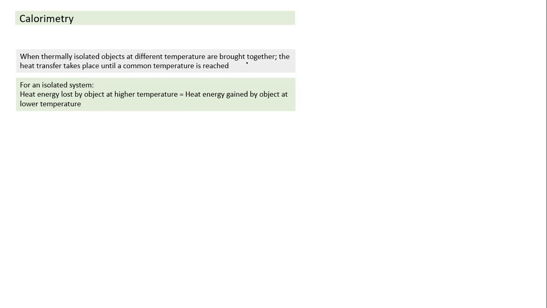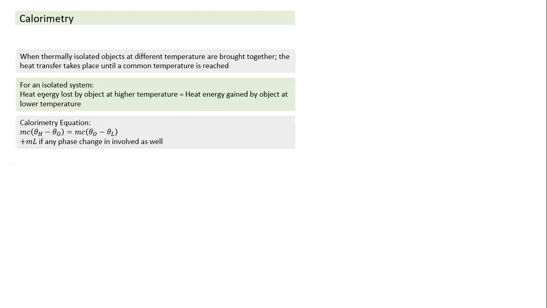And for an isolated system, basically a system where heat is not being received or lost, if two objects are brought together, the object which was at higher temperature will lose heat energy, and the object at lower temperature will gain heat energy so as to reach a common temperature. And this is the equation we use here: loss of heat energy is equal to gain of heat energy.